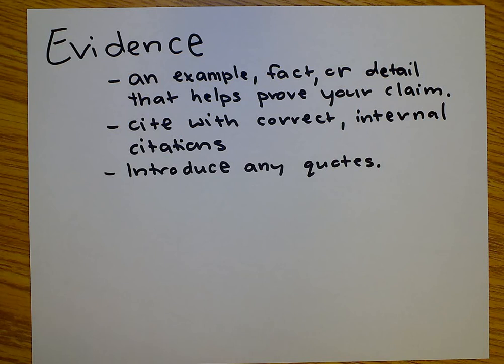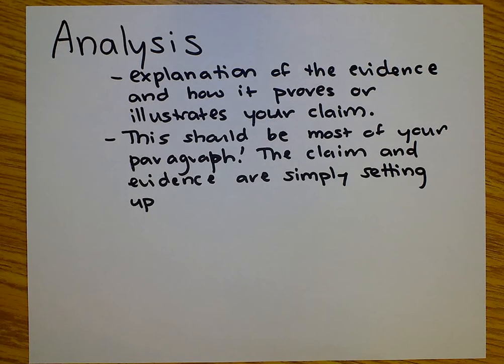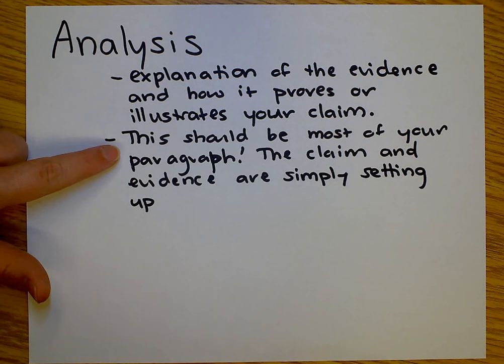Now, once you give your example, fact, or detail, it's very important that you explain it. And that's the third part of our paragraph. That's the analysis part. So you're going to explain your evidence, and most specifically, you're going to explain how that evidence proves or illustrates your claim, your topic sentence. So you're using all this evidence to prove whatever your point is, but you have to explain that to the reader. You can't expect them to just magically know why that evidence is important. The whole paper is pretty much you explaining that evidence. So that should be most of your paragraph.